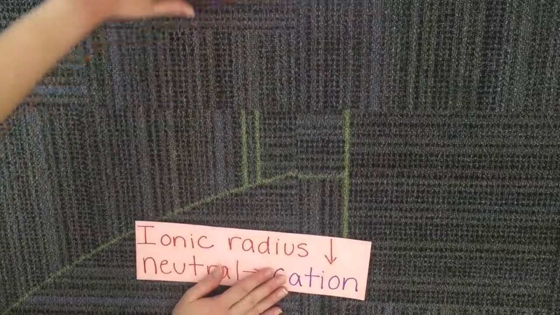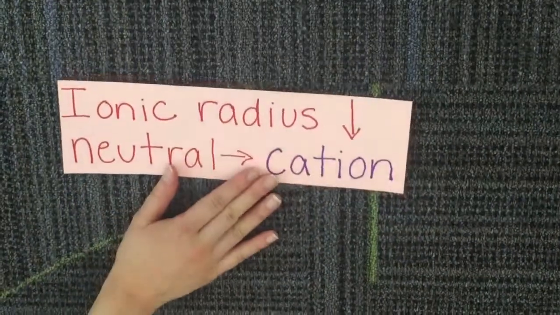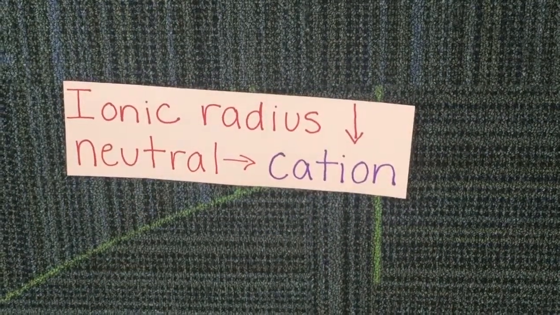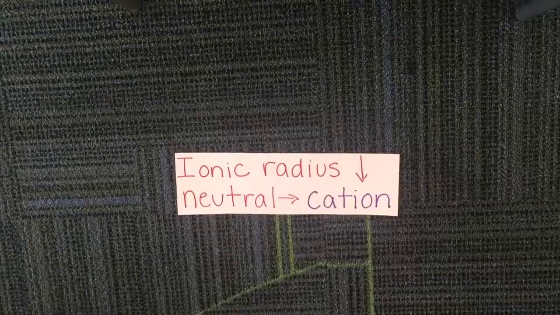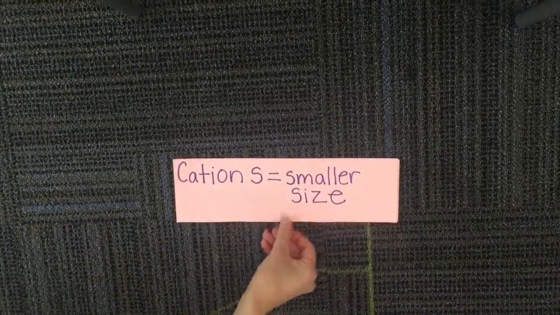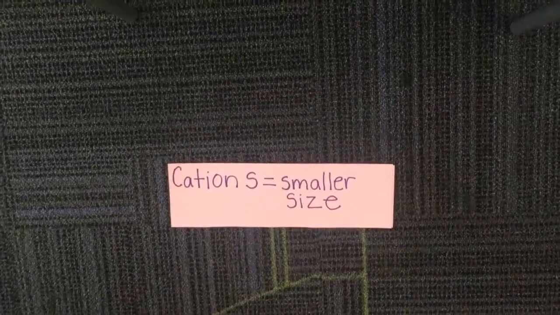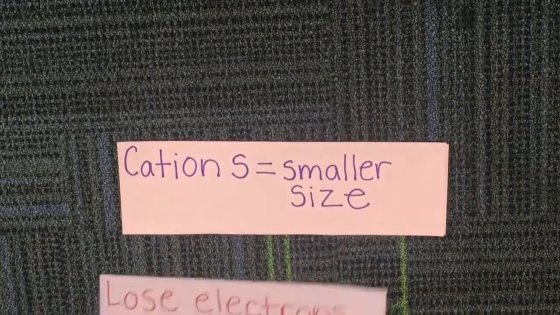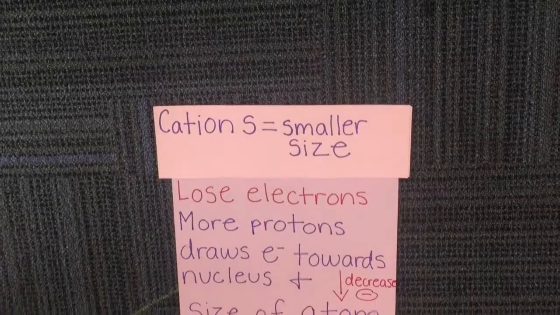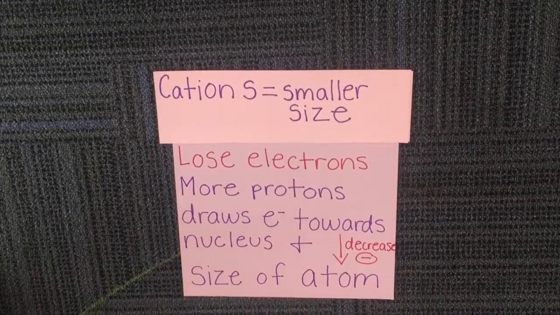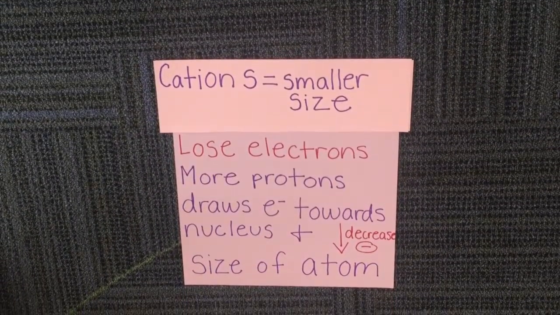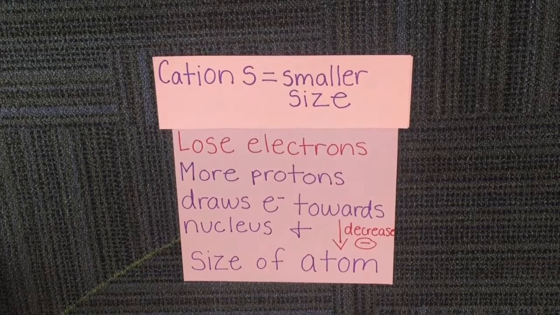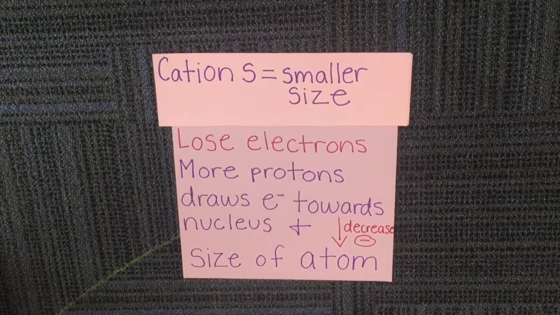With more electrons than protons, the positive charges are not being drawn towards the nucleus as strongly. On the other hand, the ionic radius decreases when an element goes from a neutral atom to a cation. Cations are smaller in size because cations cause the neutral atom to lose electrons and have more protons, which draws the electrons towards the nucleus and decreases the size of the atom.